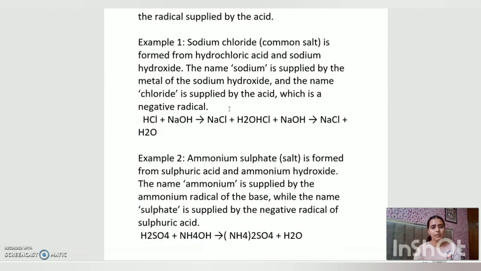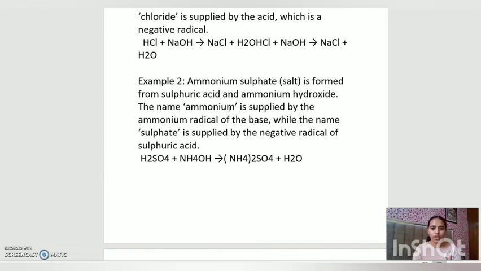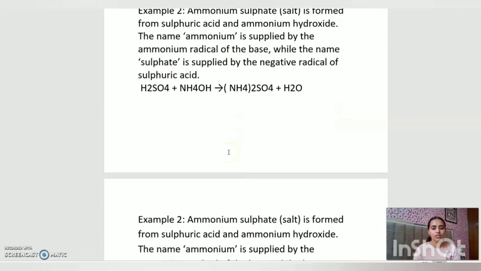Example 1 is sodium chloride, which is formed from hydrochloric acid and sodium hydroxide. The name sodium is supplied by the metal of the sodium hydroxide, and the name chloride is supplied by the acid, which is the negative radical, right? Example 2 is ammonium sulfate, which is formed from sulfuric acid and ammonium hydroxide. The name ammonium is supplied by the ammonium radical of the base, while the name sulfate is supplied by the negative radical of sulfuric acid. This is the reaction given below.